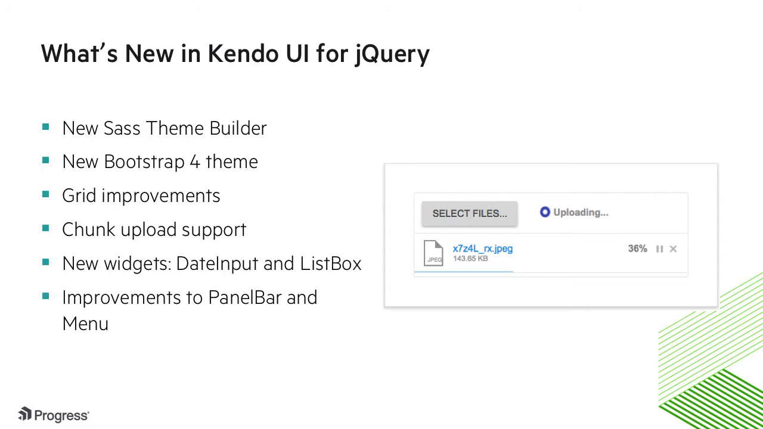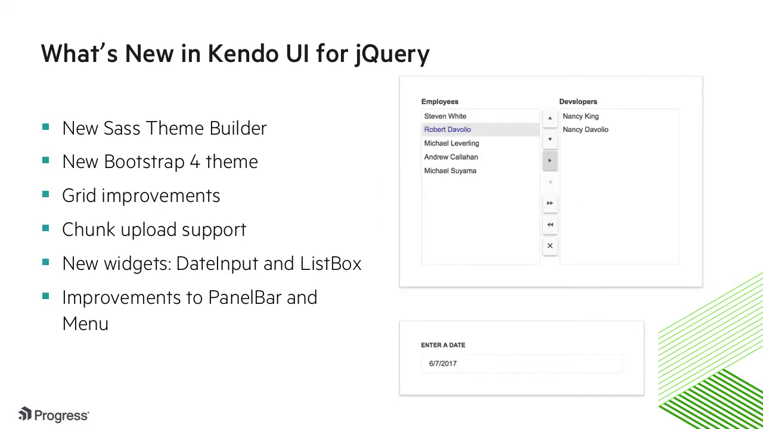A long-standing request is to improve the capabilities of the upload widget. With this release, we've added the ability to chunk files into smaller pieces, as well as directory and cloud support for backend services. We have two new widgets as well.